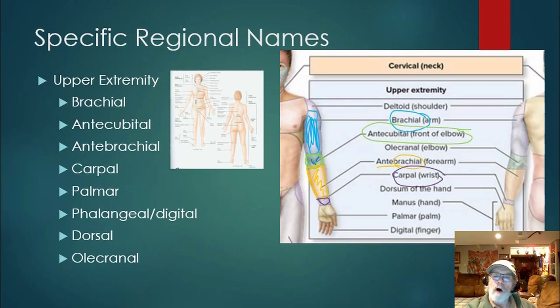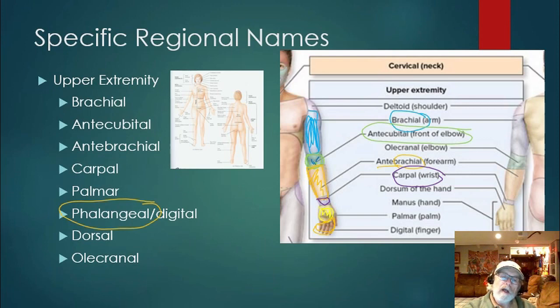Okay? Palmar. Palmar means the palm, front of the hand. It's called the palmar region. It's called the palm. So palmar means the hand. The fingers out here are called digital. Sometimes they're also called phalangeal. So phalangeal or digital can both be used for the areas of the fingers. And we'll talk about the phalanges down the road.